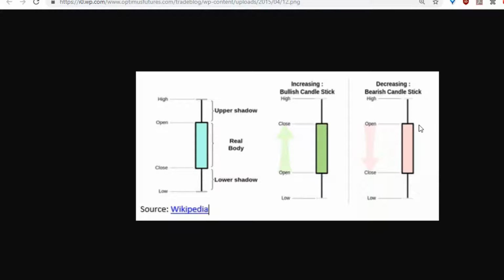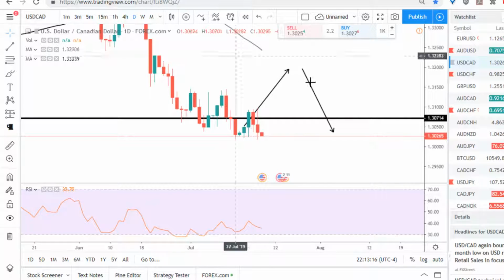On red candles, the open is always higher than the close. On green candles or bullish candles, the close is always higher than the open. The colors will indicate that. This is called the real body, and then the wicks are the highs and the lows. And I guess we'll just show you a few examples.